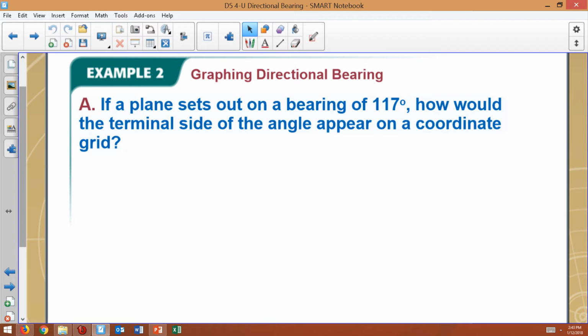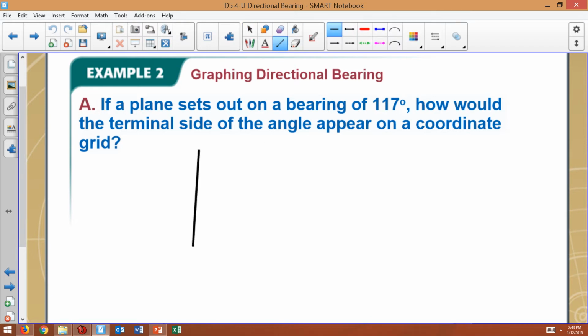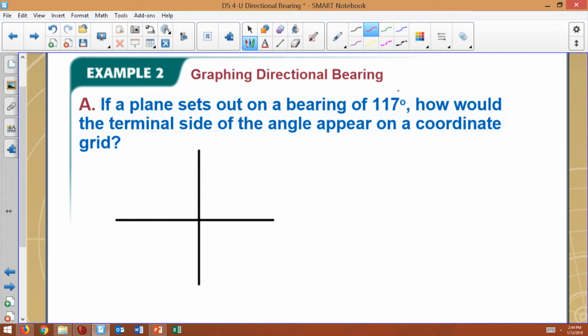Side of the angle will appear on a coordinate grid. So let's check this out. Now remember, anytime you see that word bearing, it means you're starting from the north. So bearing and heading would be the two words that they could use. That would mean you're starting from the north.